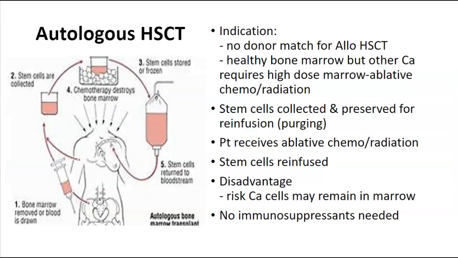So here is autologous. So you would only use that if there's no donor match, and yet your bone marrow is healthy. So again, the big disadvantage is that the cancer cells may remain in the marrow, but the positive is that they don't need immunosuppressants. So they're not going to get graft versus host disease or host versus graft.